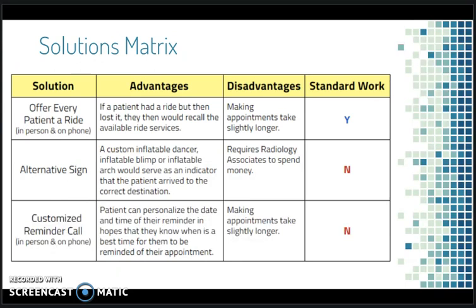The solutions we chose were all solutions we felt could have very real results. We wanted to offer rides to every patient that made an appointment at Radiology Associates to see if it would have any impact on reducing the amount of no-shows. The next two solutions we researched, however, were not plausible with our given time. Santa Maria does not allow any form of inflatable dancers. We also did not have the ability to reprogram customized reminder calls without causing more work for schedulers.